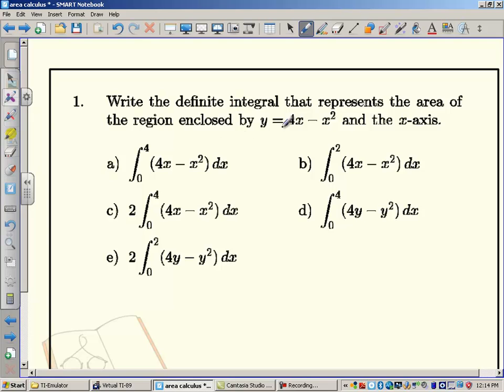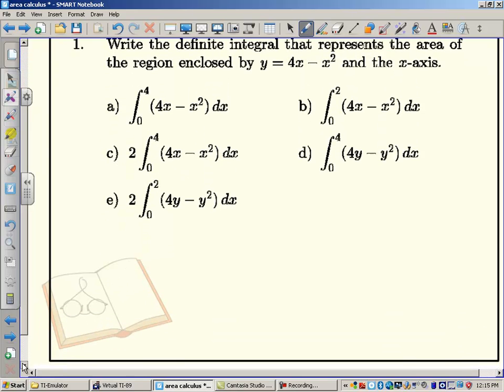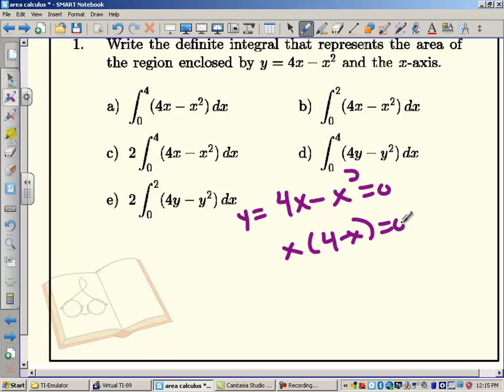So here I've got the definite integral that represents the area of the region enclosed by 4x minus x squared and the x-axis. Now what you do not have here is a graph. You don't have a picture of this. So it would be nice for us to find the roots or the zeros or the solutions of this. When does this equal 0? Well, let's factor out an x and we'll get 4 minus x. And we get that x equals 0 and x equals 4.